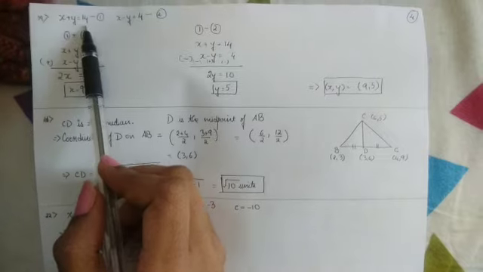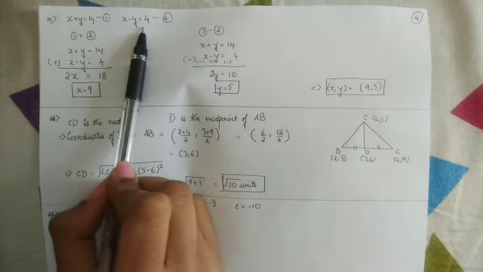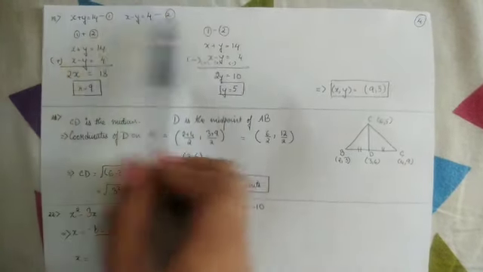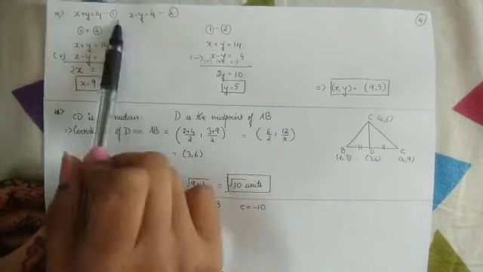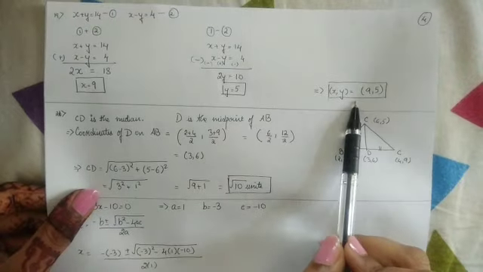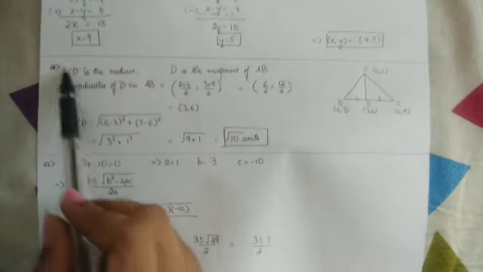19th question, x plus y equal to 14, x minus y equal to 4. So first let's add the two equations. You get x equal to 9, and on subtracting the second equation from the first, you get y equal to 5. So the point (x, y) is (9, 5).